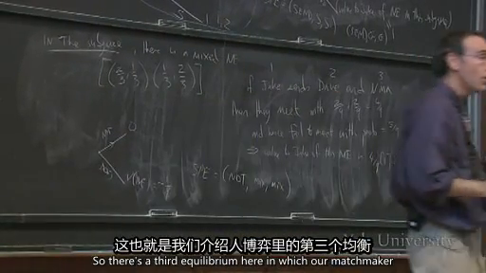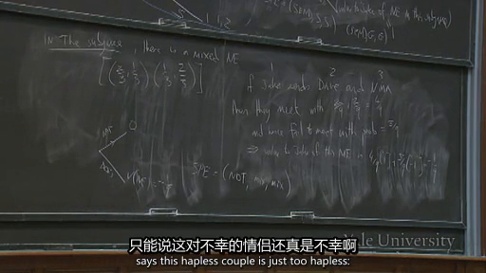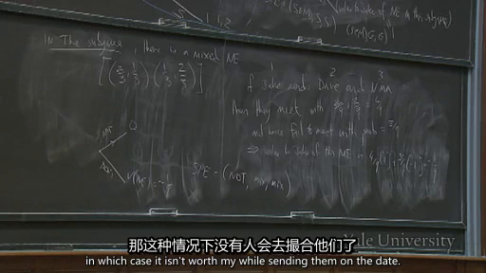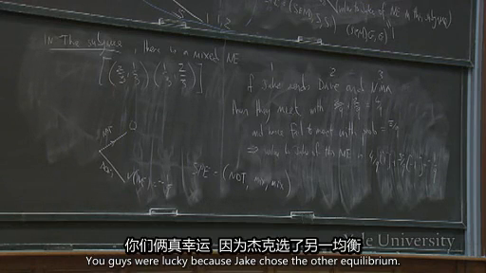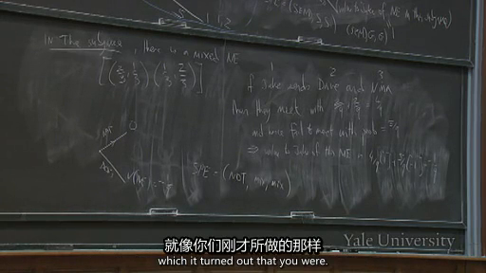All right, so there's a third equilibrium here in which our matchmaker says this hapless couple is just too hapless, they're going to play the mixed strategy equilibrium, in which case it isn't worth my while sending them on the date. You guys were lucky because Jake chose the other equilibrium. Figured you were playing the other equilibrium, which it turned out that you were.